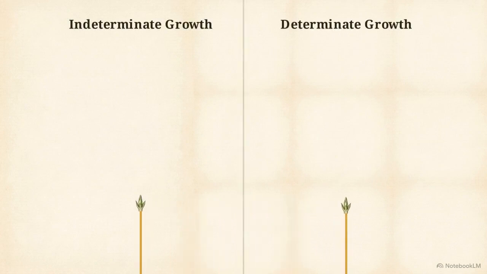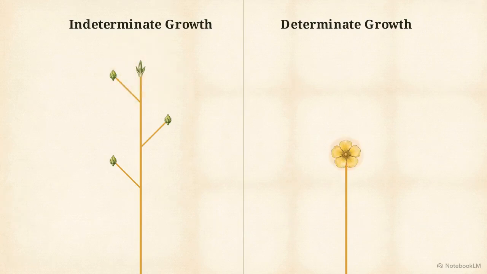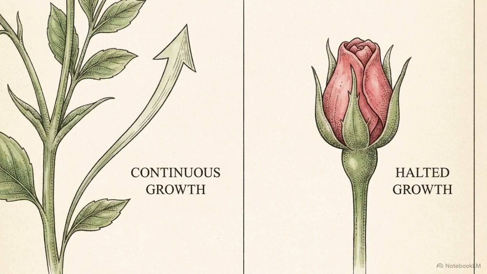The architecture of any inflorescence is determined by a single biological decision at the shoot apical meristem. The tip either keeps growing upward indefinitely, or it transforms into a terminal flower bud and stops. This growth decision separates the botanical world into two distinct categories: Racemose and Cymose.